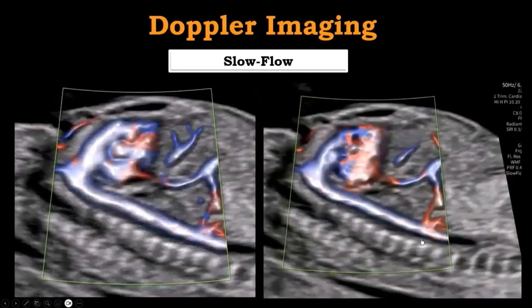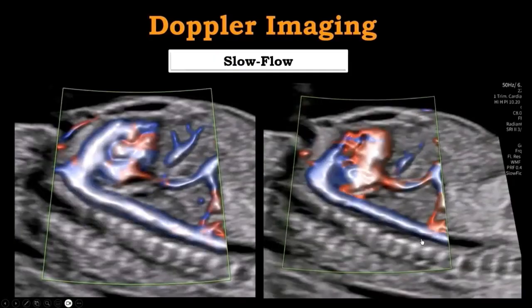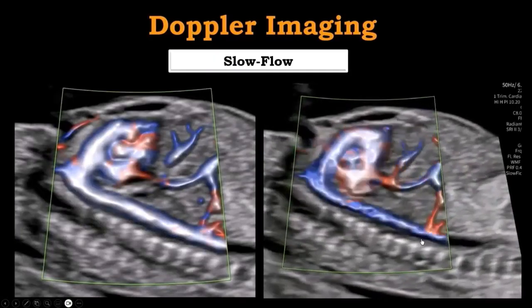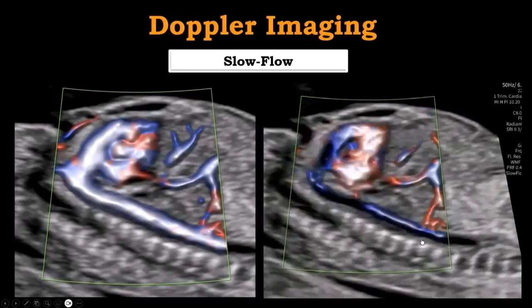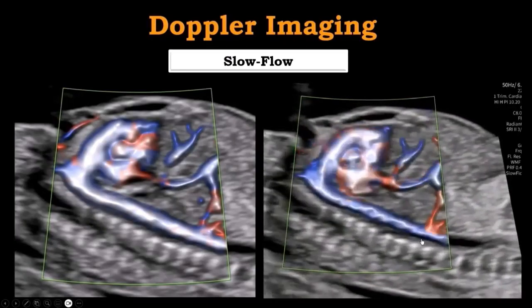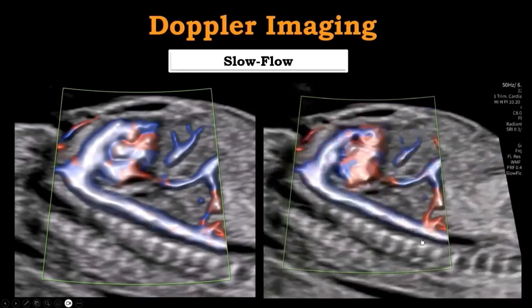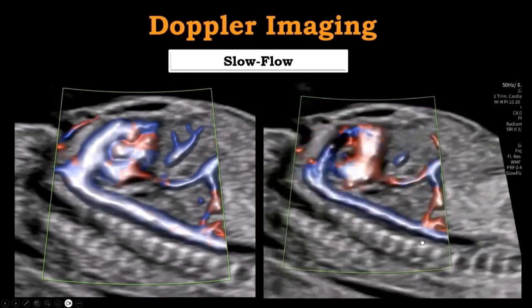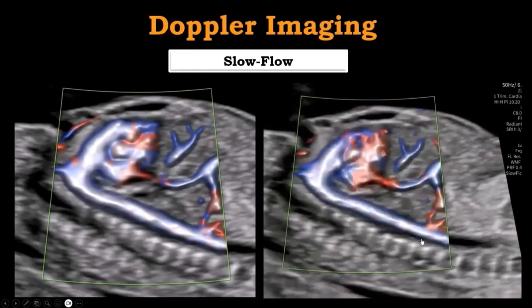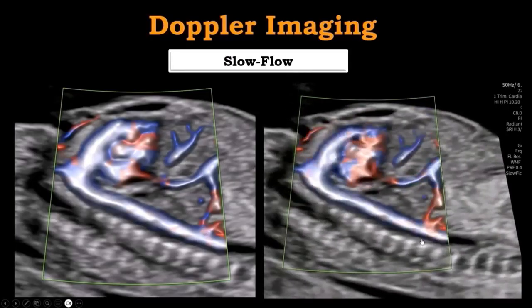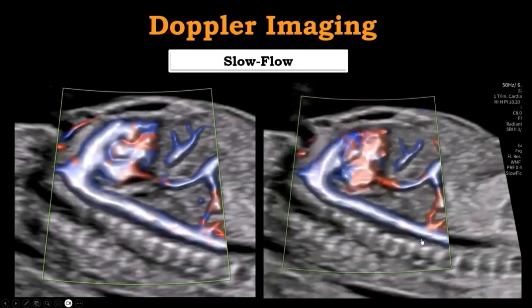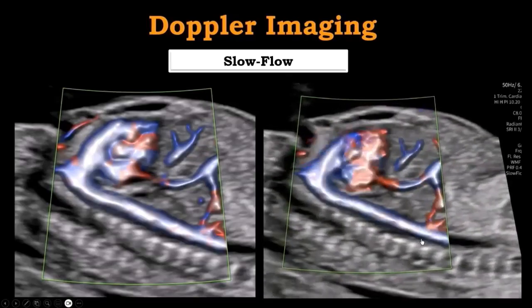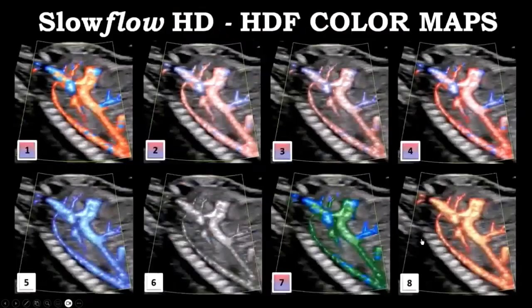But to my mind, one of the most useful Doppler techniques for the first trimester cardiac evaluation is the slow flow. So that is the Doppler technique that is specifically designed for the vessels with very slow velocities, because at that gestational age, even in the heart, we don't really have high velocity flows. So that allows us to maximize the visualization of the vascular structures.